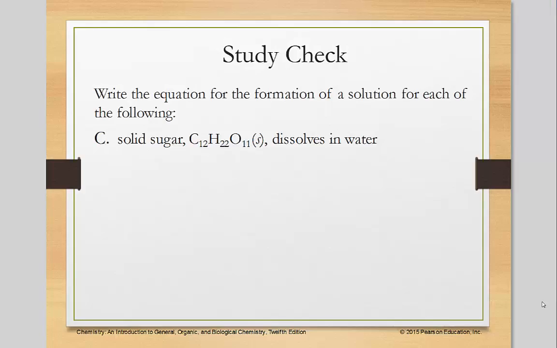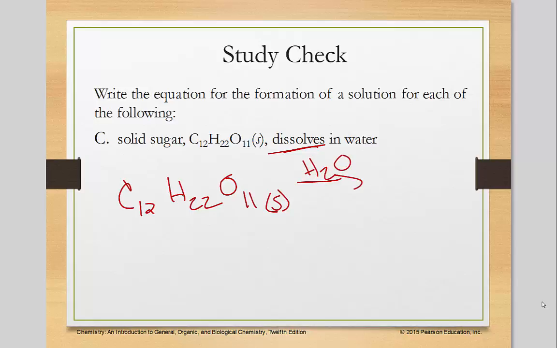Sugar, C12H22O11, dissolves in water. It doesn't dissociate in water. So if we have this compound and we put it in water, you're going to have the exact same compound, except now it's in aqueous form. Always be careful of the terminology they use: dissolves versus dissociates.